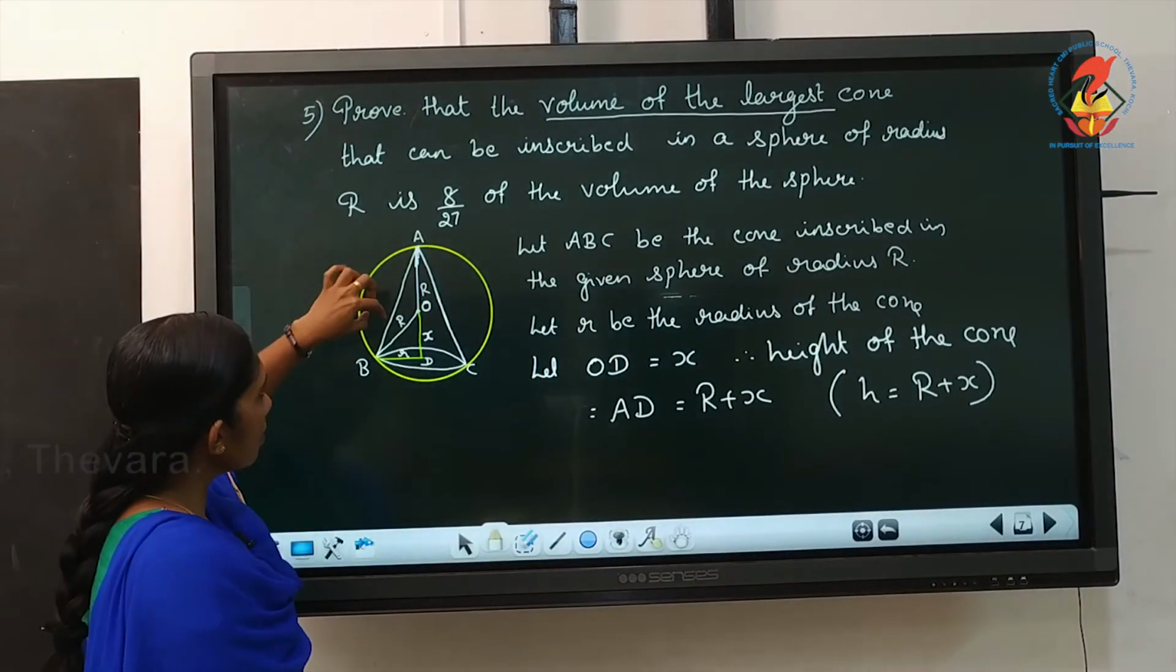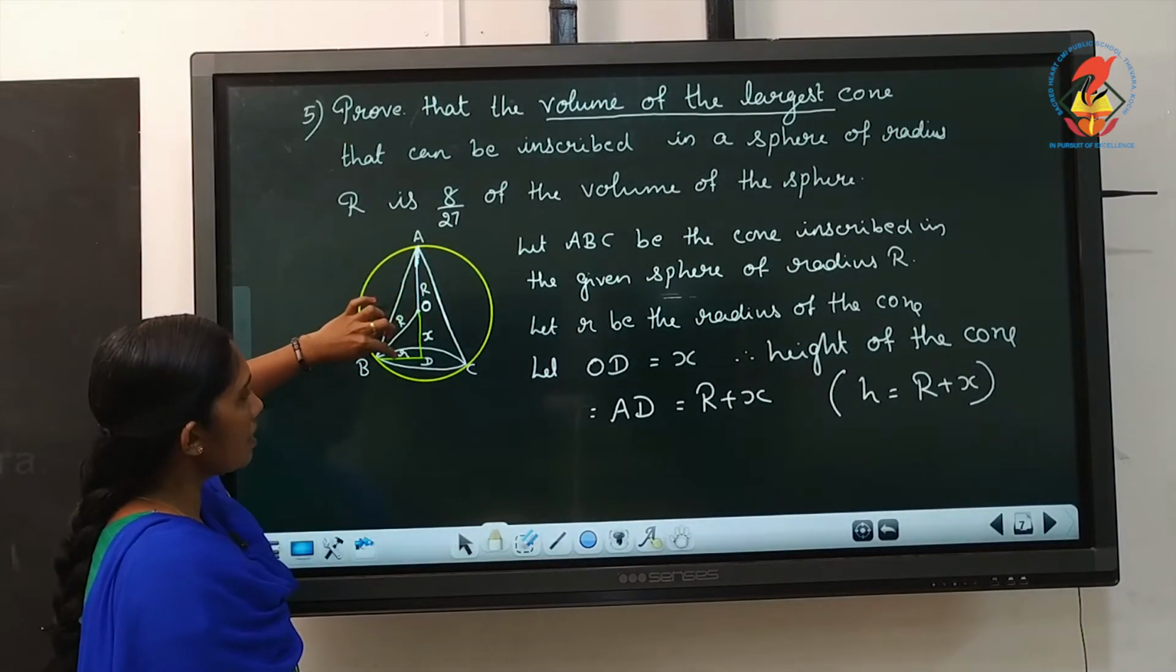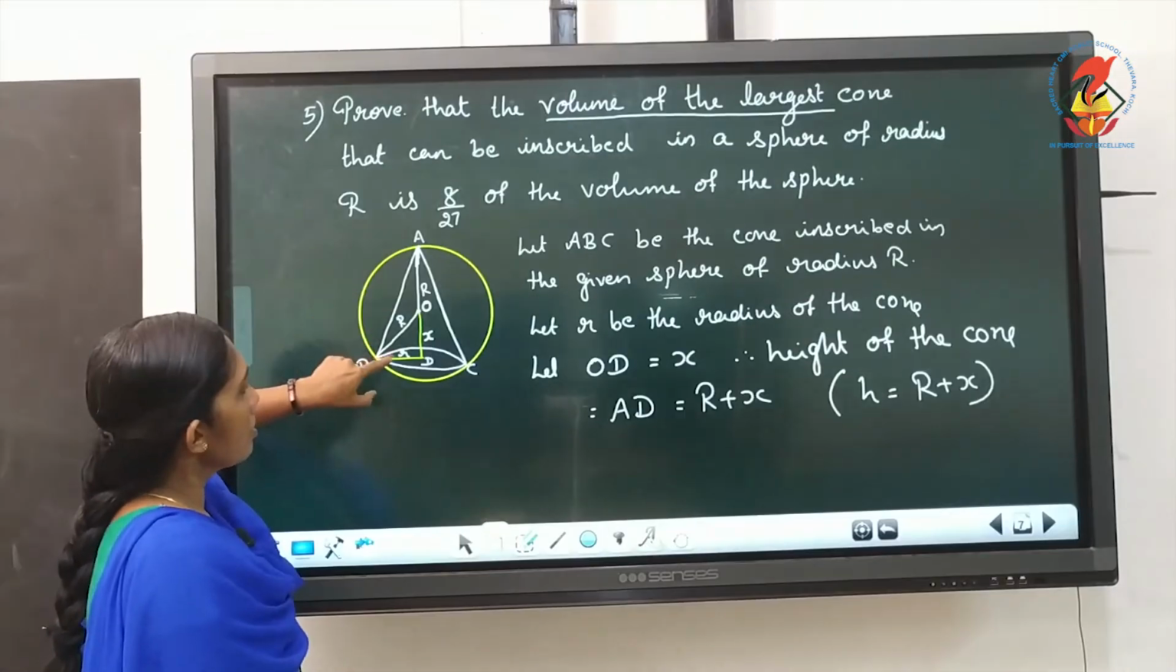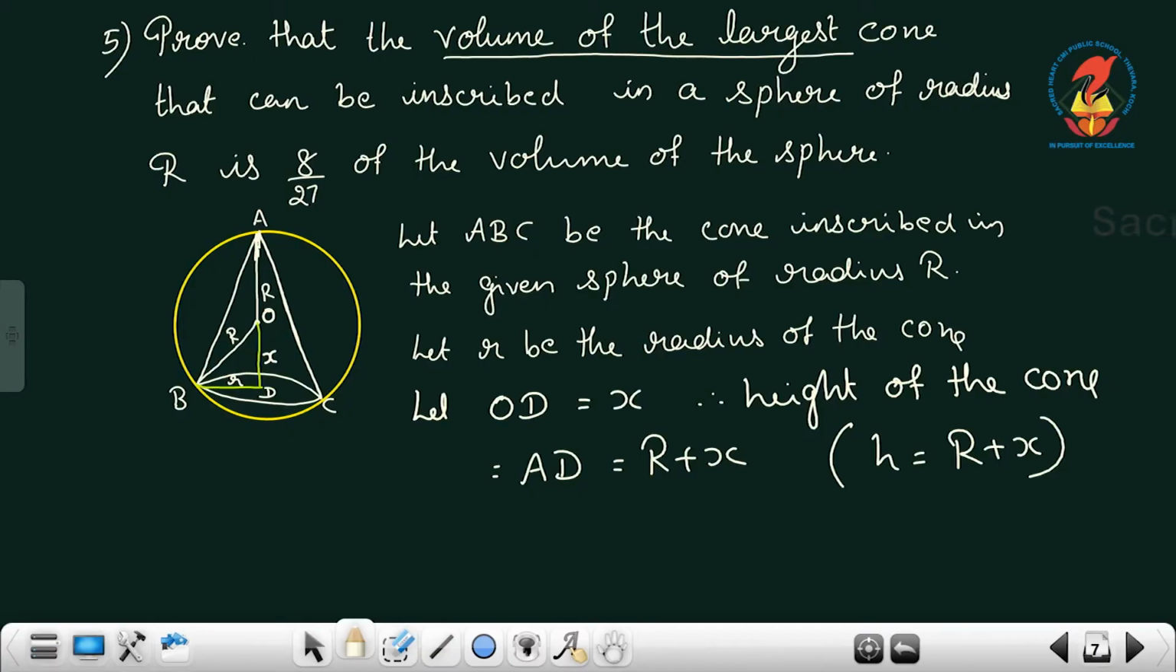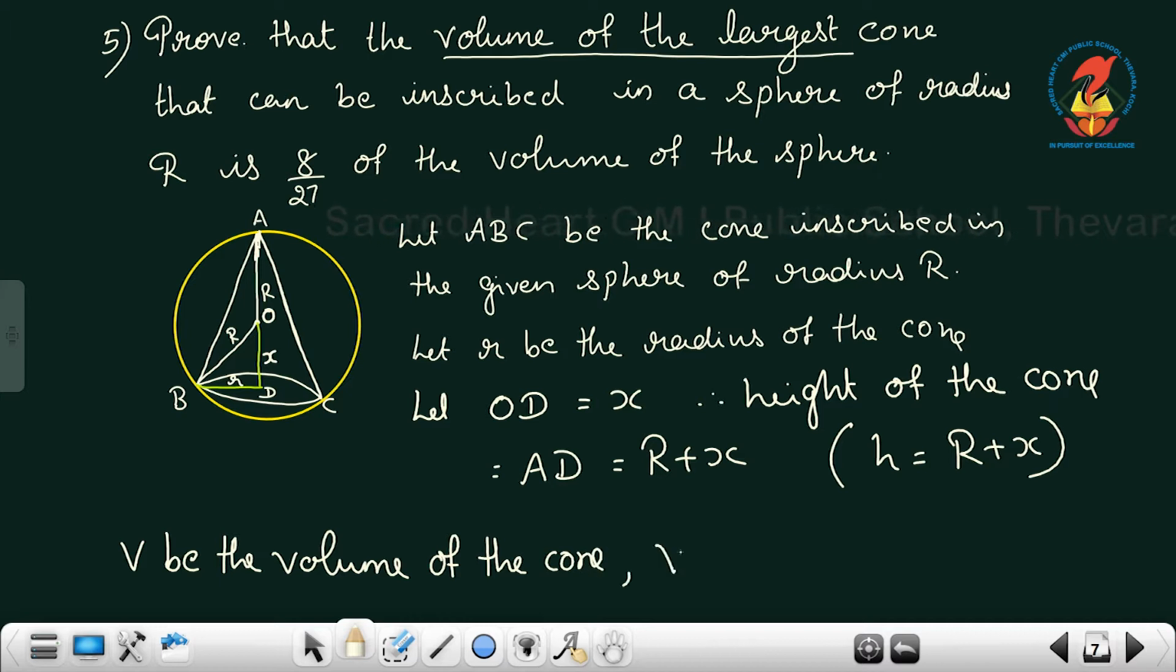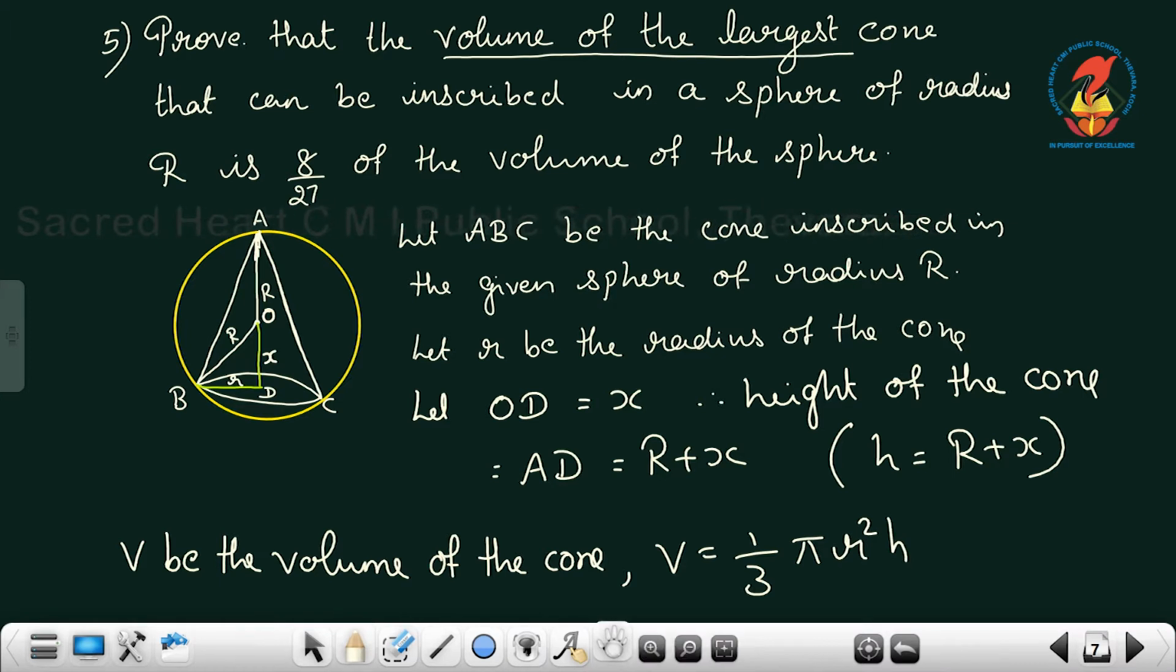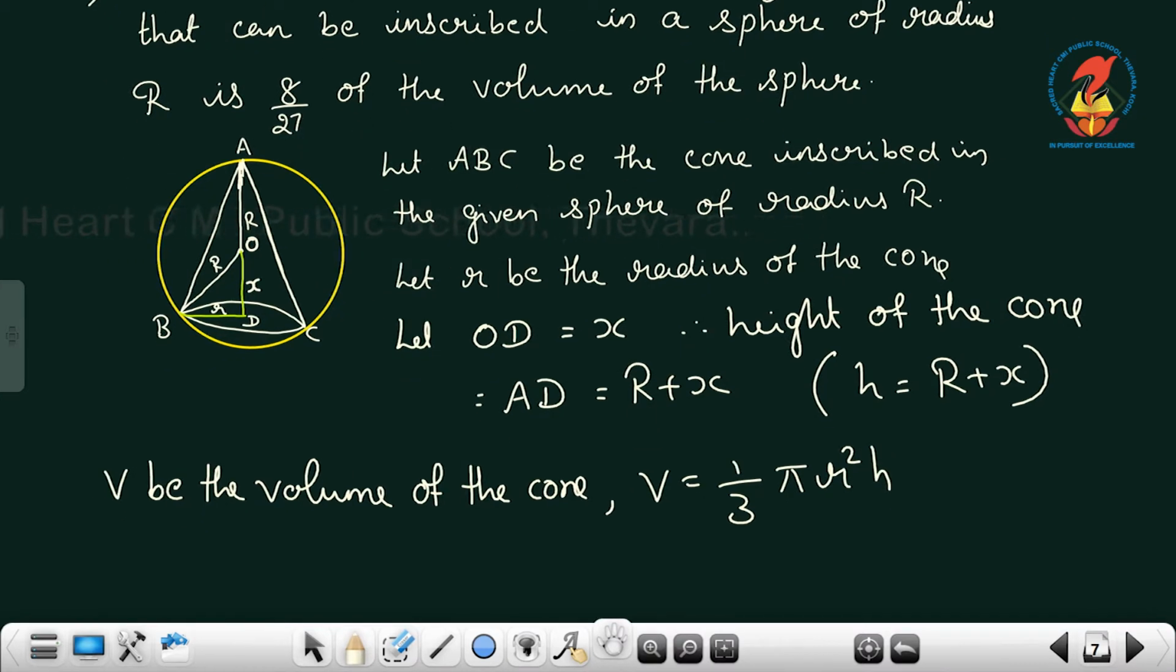Now here three variables, capital R, x and small r. This capital R is a constant. So this small r we have to convert in terms of R. Since V be the volume of the cone, V I can write as 1 by 3 pi small r square h. So here r and h, two variables. h we can write as R plus x. So x is another variable. So here small r also we have to convert.